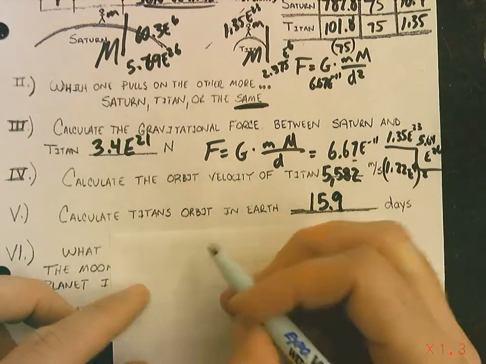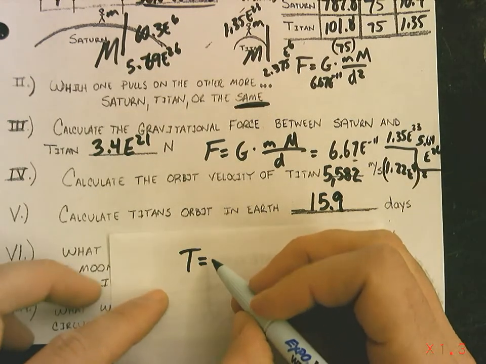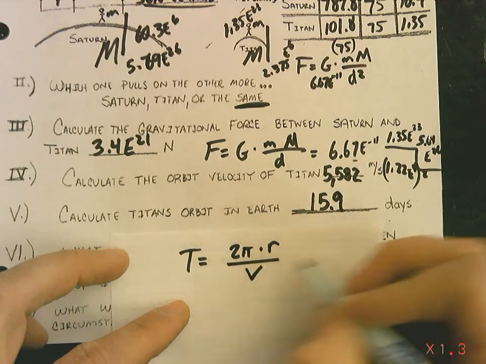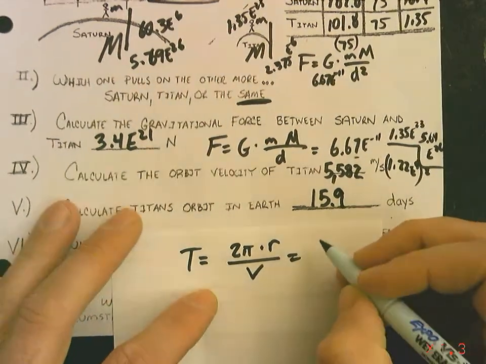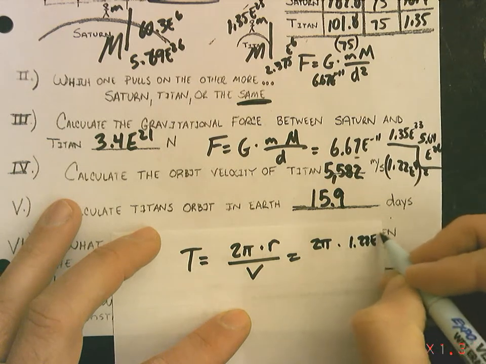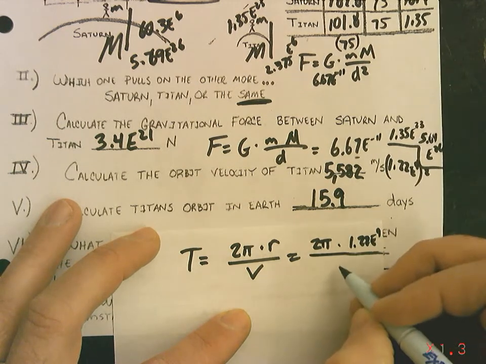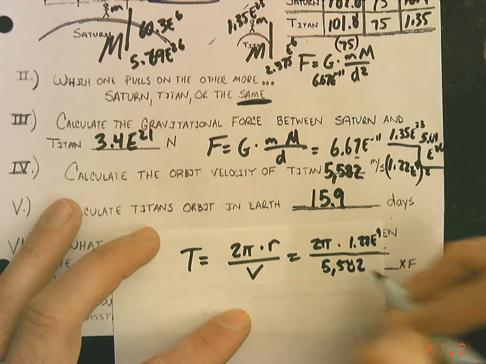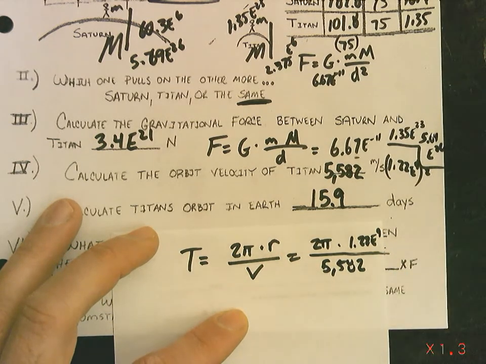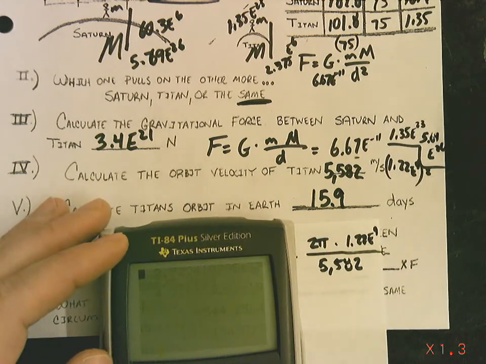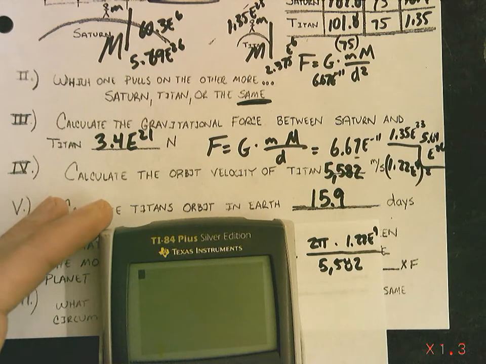Almost forgot. So T can also be found by doing 2 pi times R divided by V. So we could take 2 pi, multiply it by 1.22 e to the 9, and then divide by our best V, which we said was 5,582. Remember, this is going to have a rounding error in it, but it will give us a good approximation for the seconds that we wrote down earlier. So we'll see if we did it right. I almost forgot about checking myself.